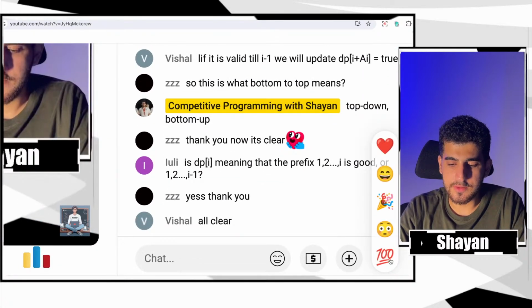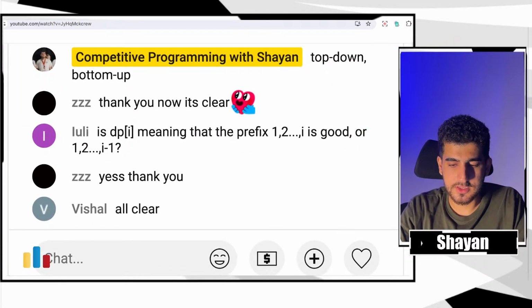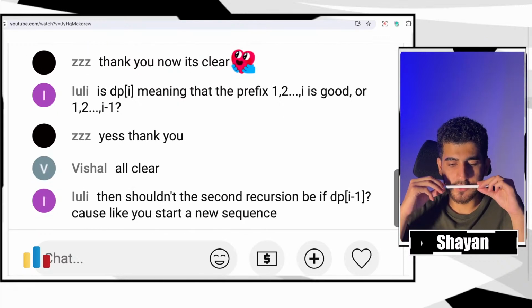Okay, if you are okay with that, please use this emoji or put a plus so that we can move on to the next problem.